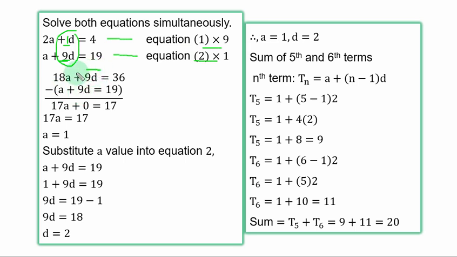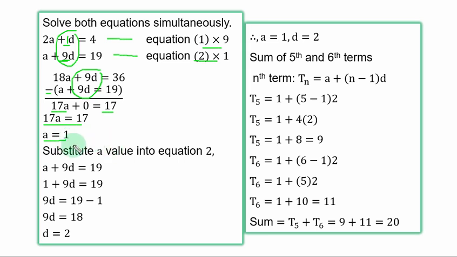To eliminate this, you have to subtract both equations. So here is 18A minus A, you have 17A. 9D minus 9D is 0. 36 minus 19, you have 17. You have 17A equal to 17. Divide through by 17, A is equal to 1.